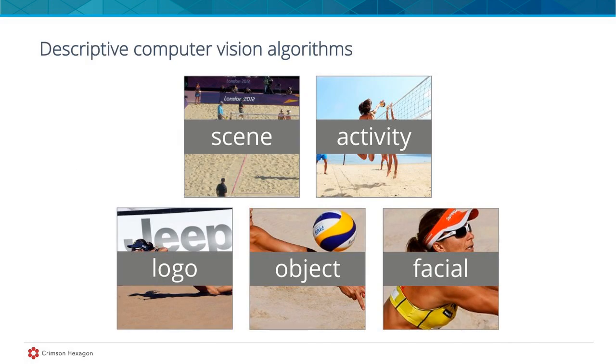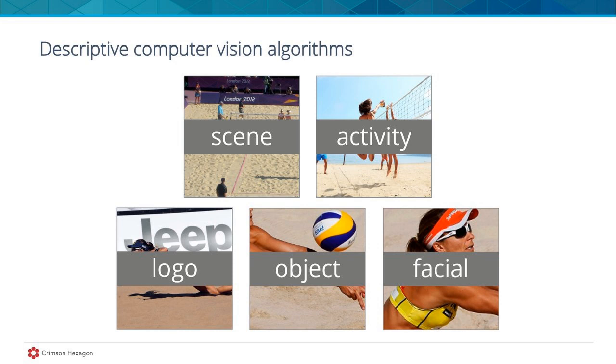So I've broken down the different types of technologies and algorithms into a couple of discrete categories based on a study done by Gartner. They look at algorithms based on them being descriptive, diagnostic, predictive, and prescriptive. The first set of technologies that I'm going to talk about are descriptive computer vision algorithms. These are the things that you're probably going to be most familiar with.